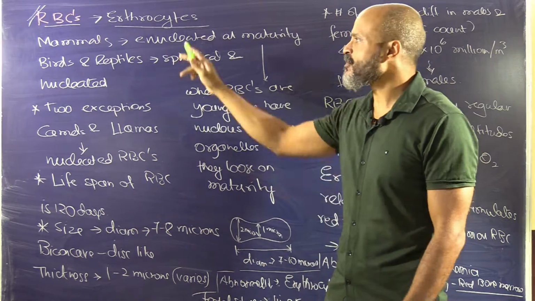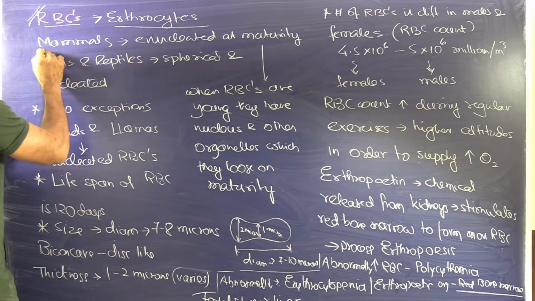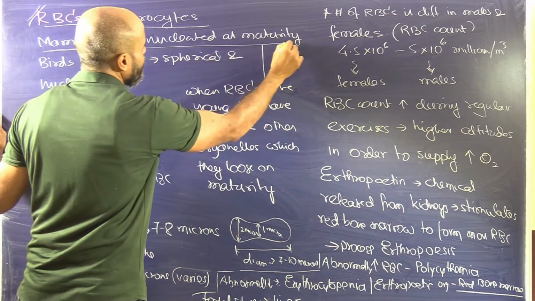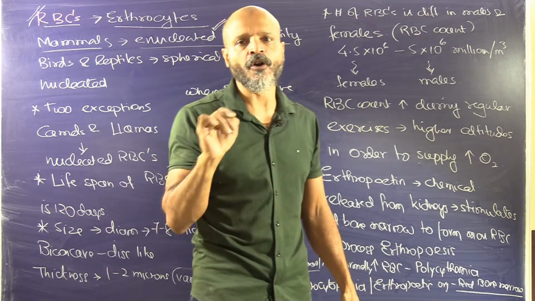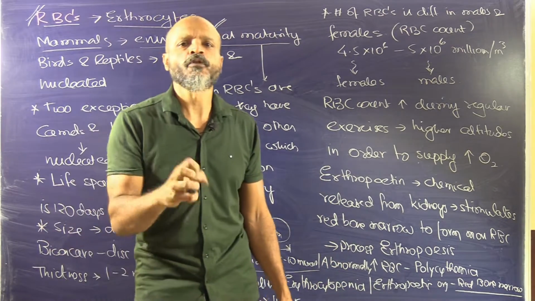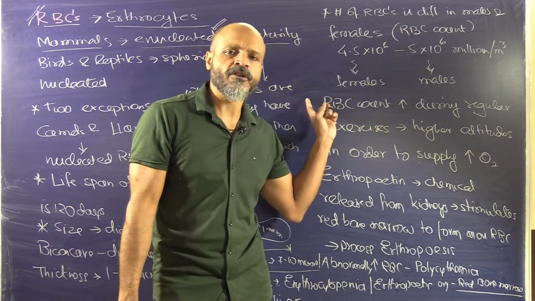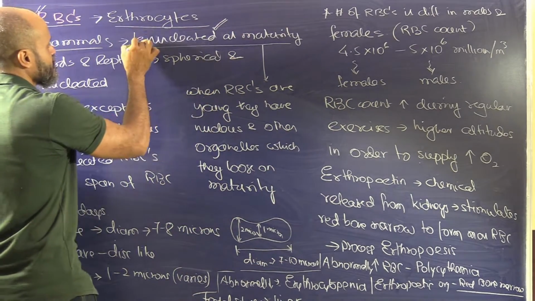Erythrocytes, we all know, are present in mammals as well as other vertebrates. In mammals they are enucleated at maturity, which means they will not contain a nucleus. This is to provide maximum space to the oxygen. As we all know, they are oxygen carriers, so they will provide maximum space to the oxygen.